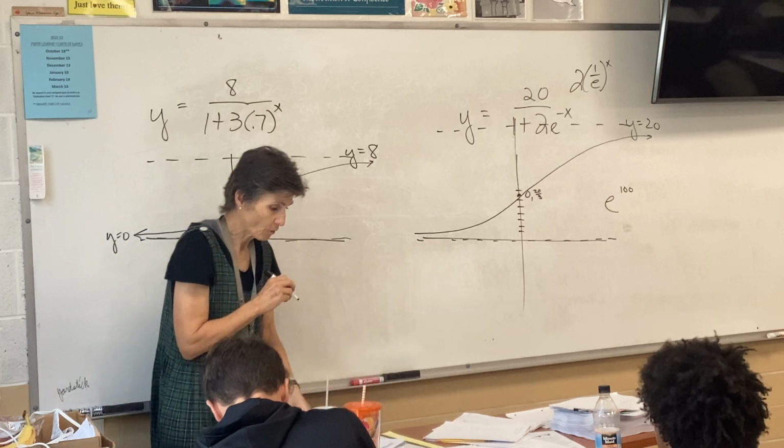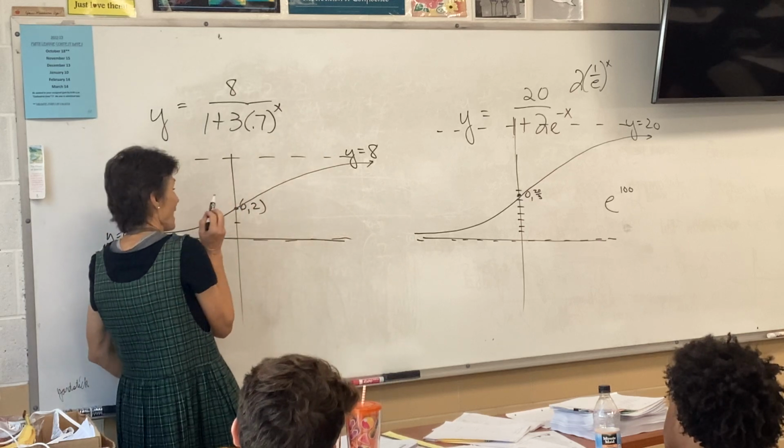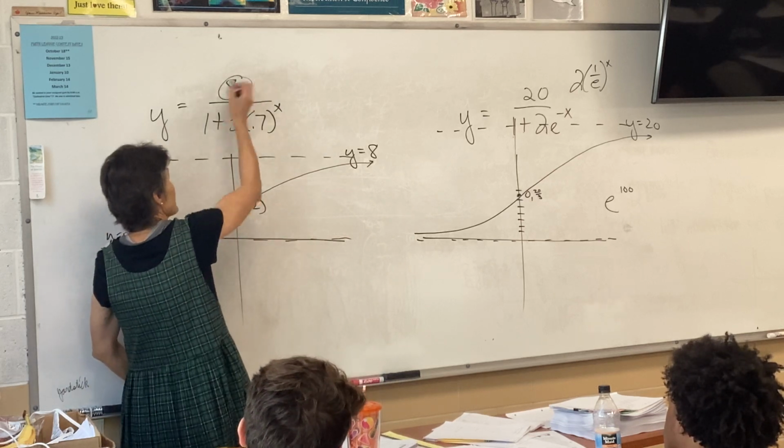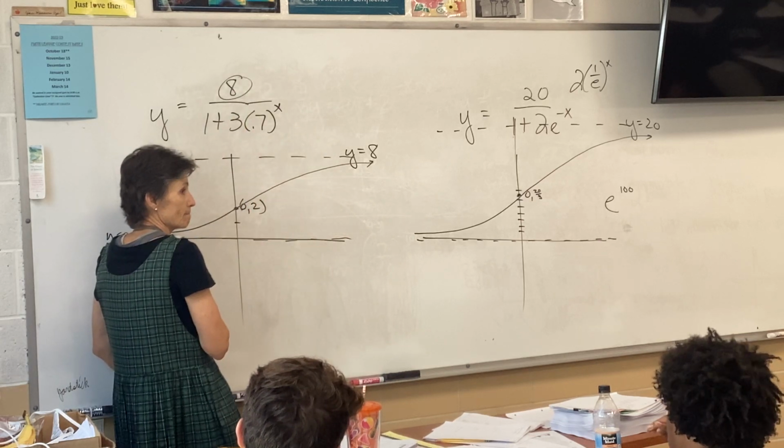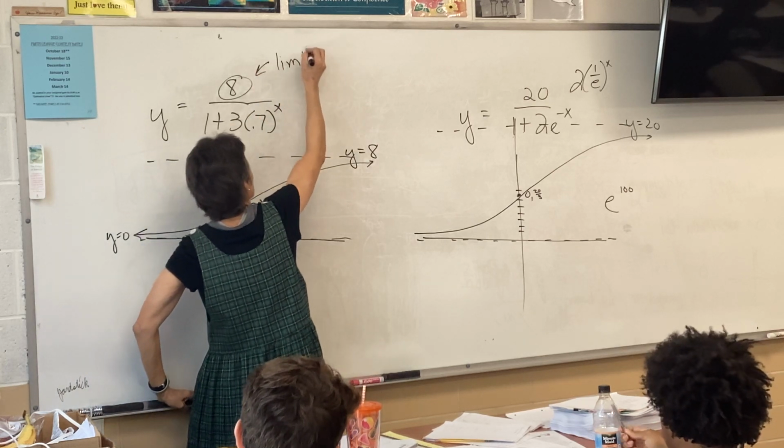A couple of you have already noticed something. You've already noticed that that top asymptote is at this number. That number is called the limit to growth.